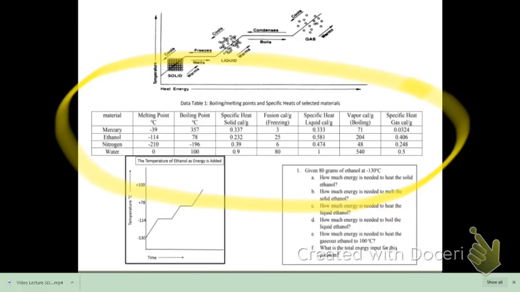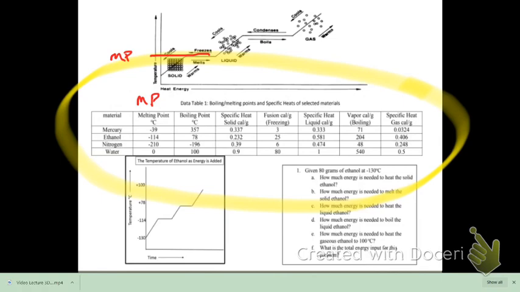First of all, the material. If you'll notice, there are 4 types of material: mercury, ethanol, nitrogen, and water. In the next column, it gives you the melting point. And if you look at the diagram up here, where freezing and melting occurs, this is where you would put the information for the melting point. And I'm going to do this in different colors because it makes it a little bit easier to understand.